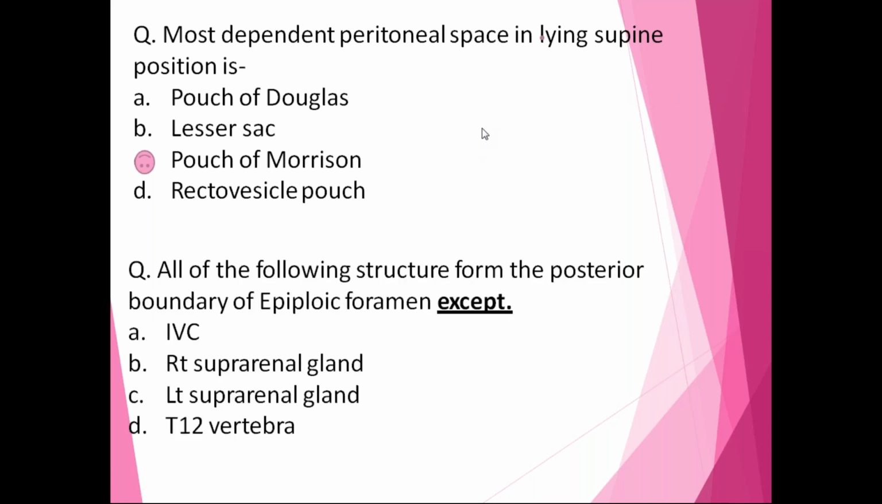Do you know the answer for this second question? Left suprarenal gland. Okay, the answer here is the left suprarenal gland. All the other structures form the posterior boundary of the epiploic foramen: the right suprarenal gland and the T12 vertebra. Okay.